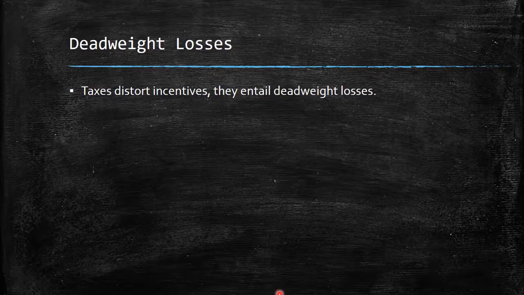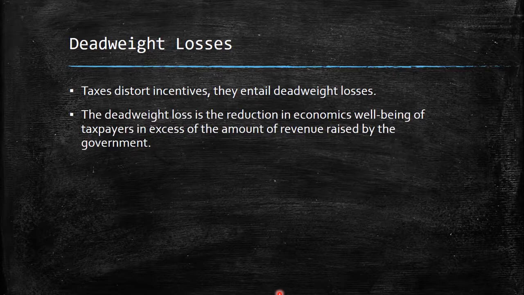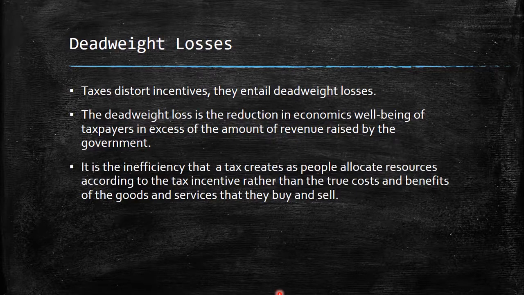So we know that taxes distort incentives. They entail deadweight losses. The deadweight loss is the reduction in economic well-being of taxpayers in excess of the amount of revenue raised by the government. Because this intervention, or this action of the government, makes the allocation of the market totally different. The total well-being divided between consumers, producers, and government is less than it was before, when divided just between producers and consumers. So it is the inefficiency that tax creates. People allocate resources according to the tax incentive rather than the true costs and benefits of the goods and services that they buy and sell. So this is the cost that we have for the deadweight loss.